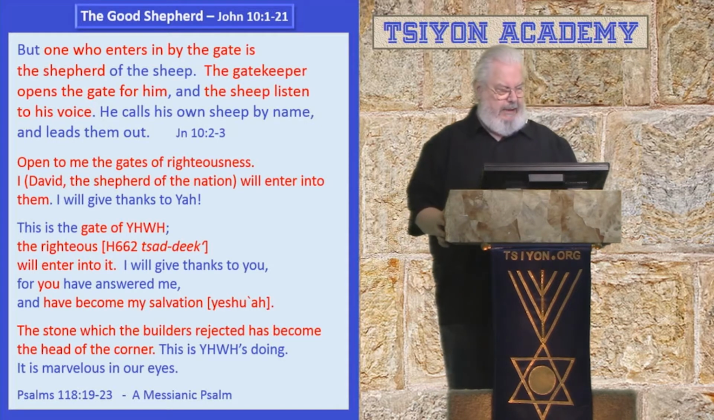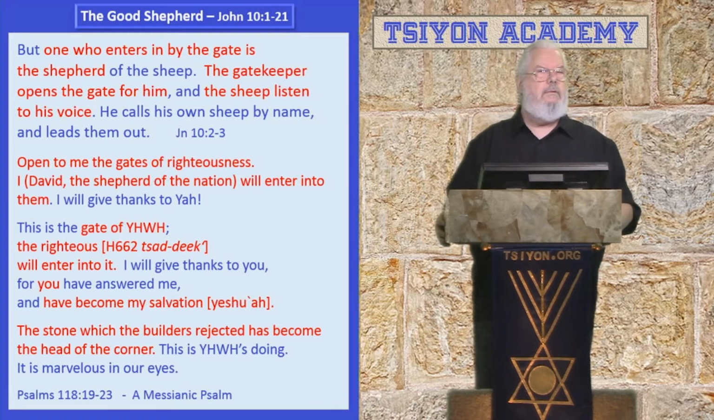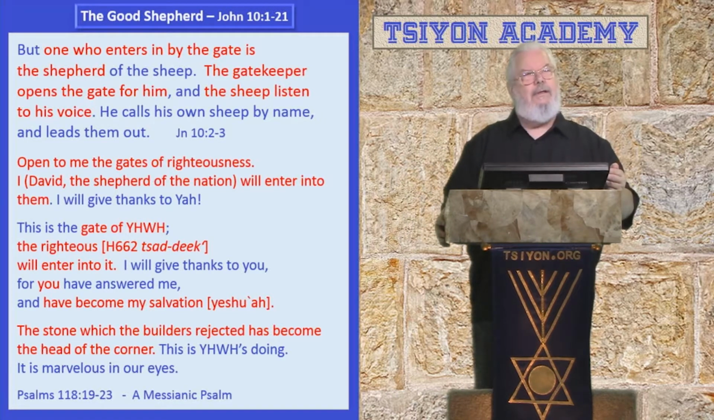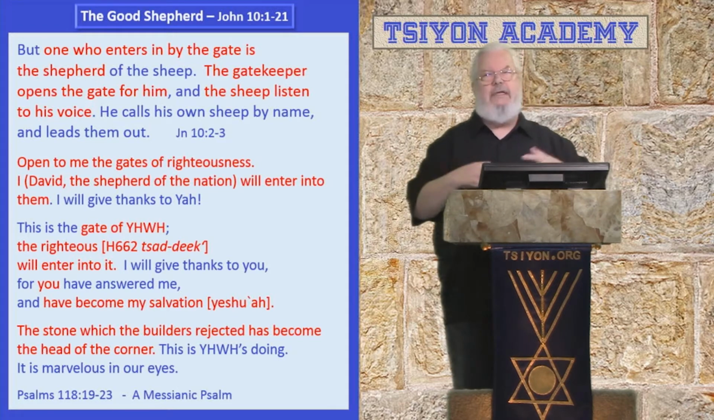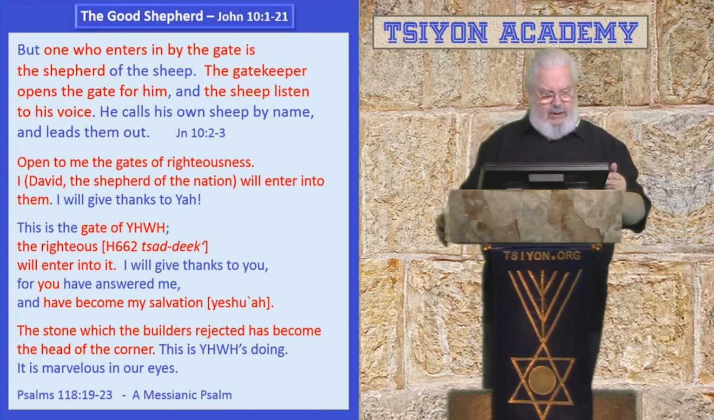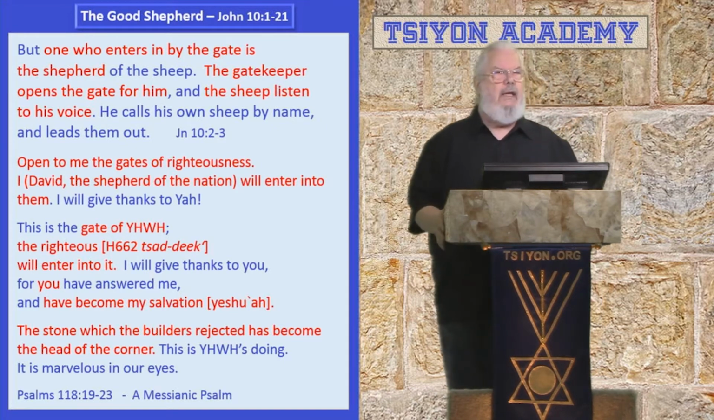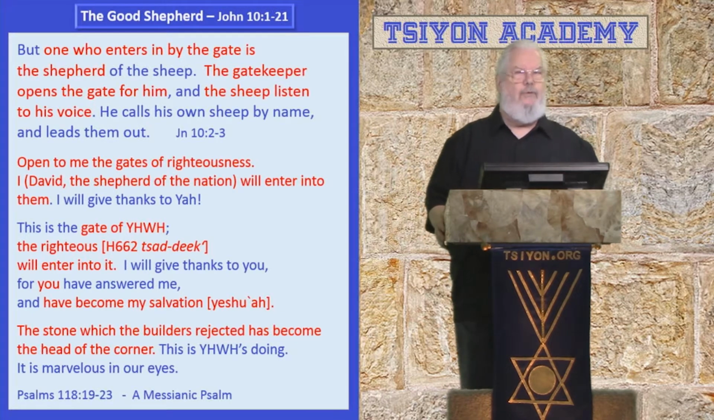So here the Hebrew word that's translated salvation is the word Yeshua. This is actually a prophecy that Yeshua is the gate of Yahweh. So this is what Yeshua was actually talking about in this parable about being the gate. When he says, I am the gate, this is the gate he's saying. And we know that because the very next verse says, the stone which the builders rejected has become the head of the corner. That's talking about Yeshua, and he himself claimed that verse.